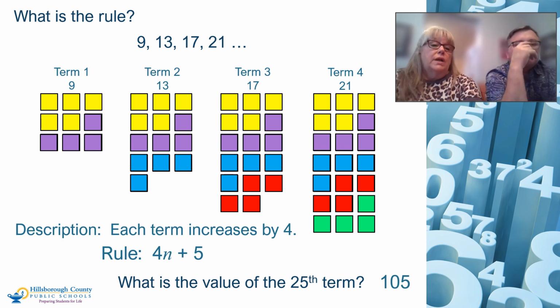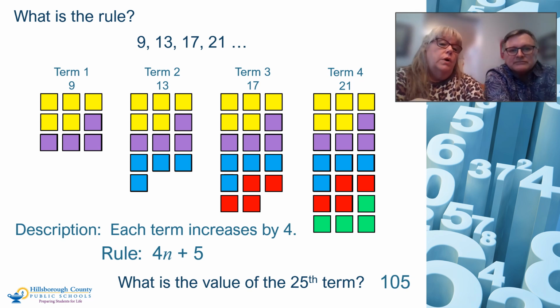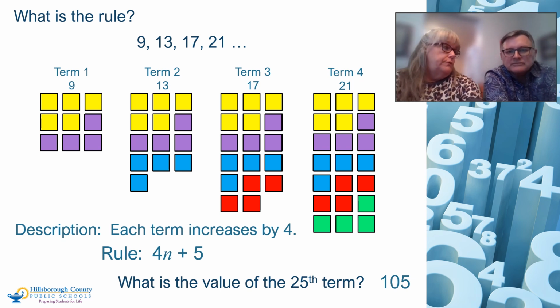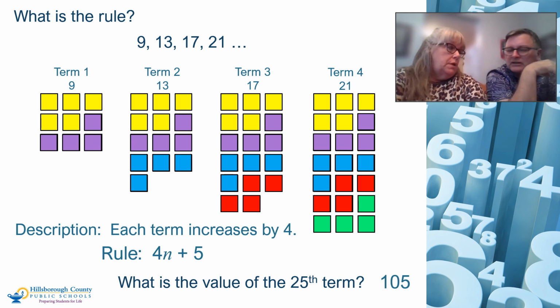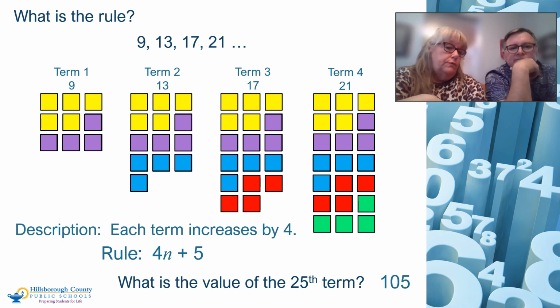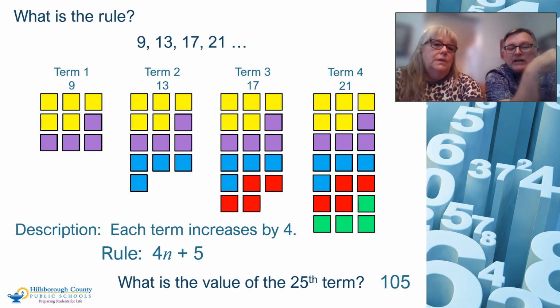Because I know that I'm adding 4, I've got 1 group of 4 here, 2 groups of 4 in term 2, 3 groups of 4 in term 3, 4 groups of 4 in term 4. So my n is the term number. For the second term, 2 groups of 4, which is 8. My third term is 3 groups of 4, which is 12, but I still have to add that 5 back in every time. And there you go. So I think the language is critical there.